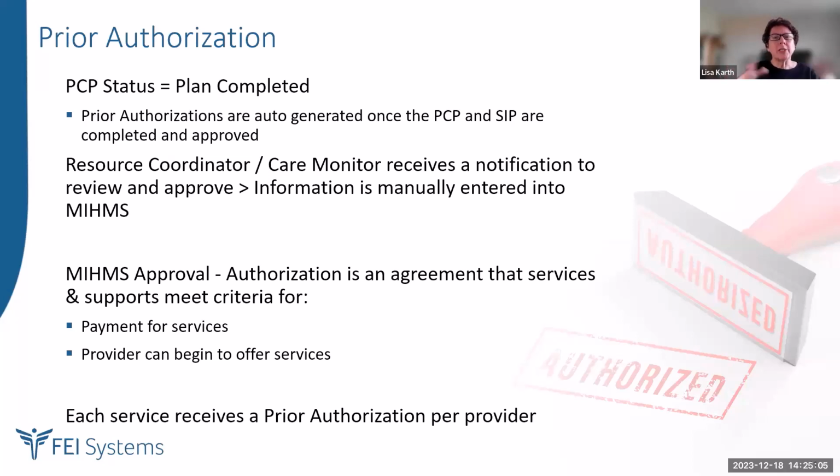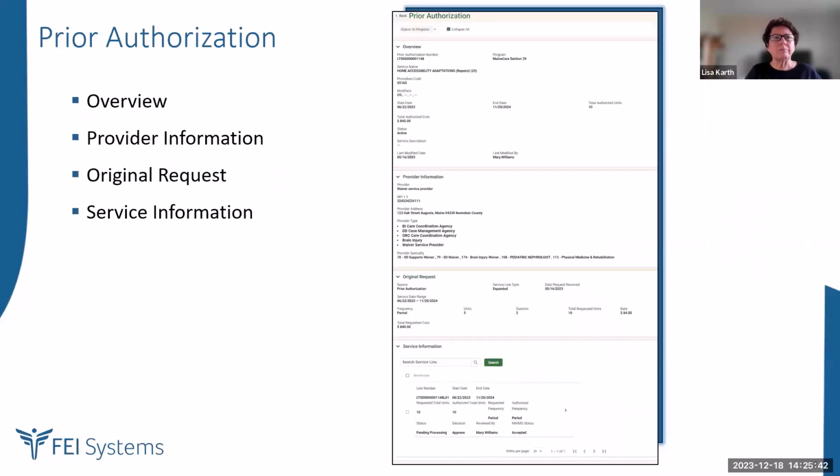The prior authorization has been completed, it's generated, it goes to the resource coordinator or the care monitor. They're going to review it, they're going to update it, ideally approve it. And once they do that, the information is automatically sent to MIMS. And that happens every night. MIMS is going to take a look at this. It is going to say, yeah, it looks great, so it's going to approve it. And that information flows back into Evergreen, back into the provider authorization.